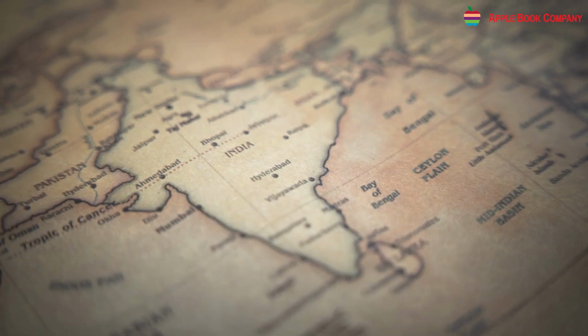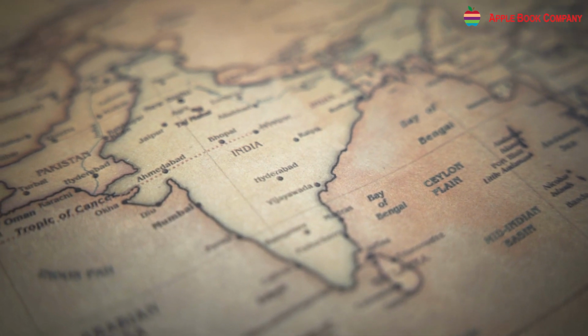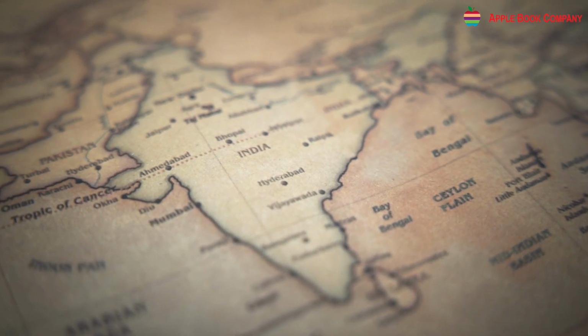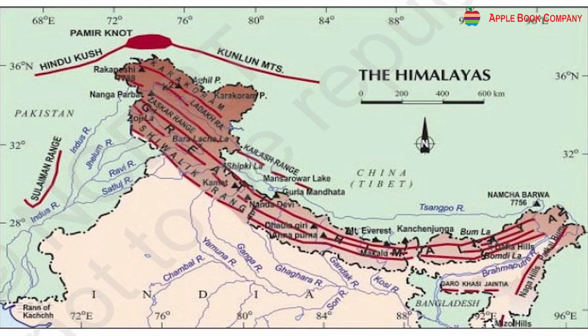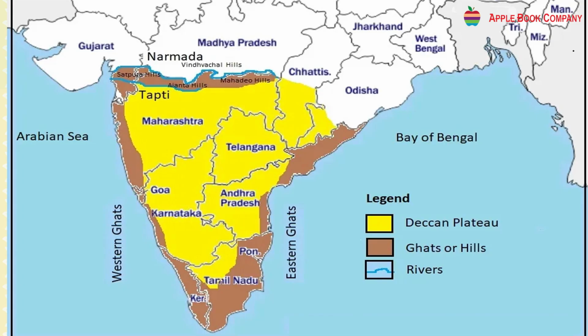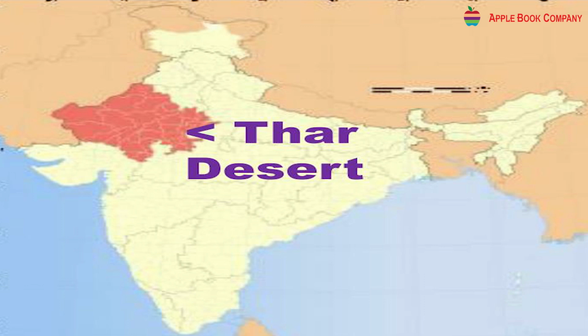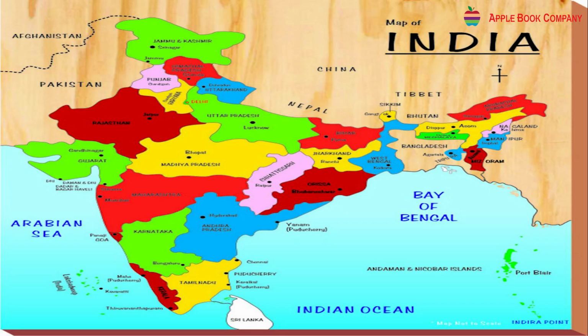Startup. Today, you're going to learn about the physical features of India. In the north, we have the Himalayas. In the south, there's the Deccan Plateau, a large elevated area rich in minerals. In the west, we have the Thar Desert, which is a hot sandy region. India is surrounded by water on three sides, with the Indian Ocean to the south.